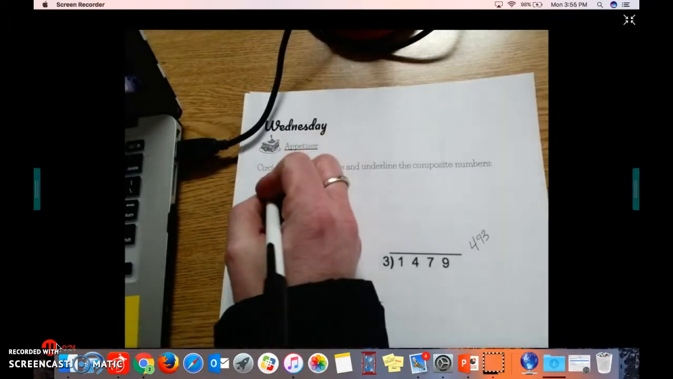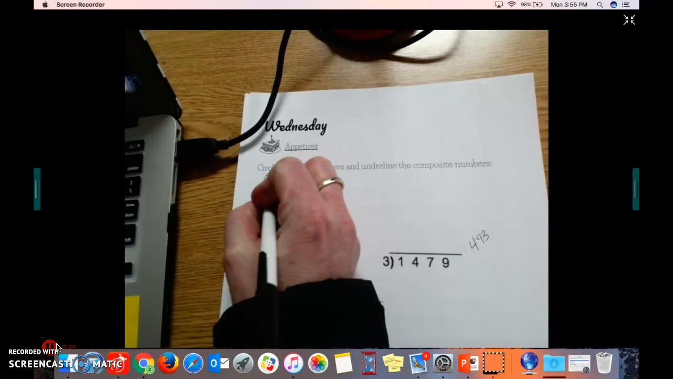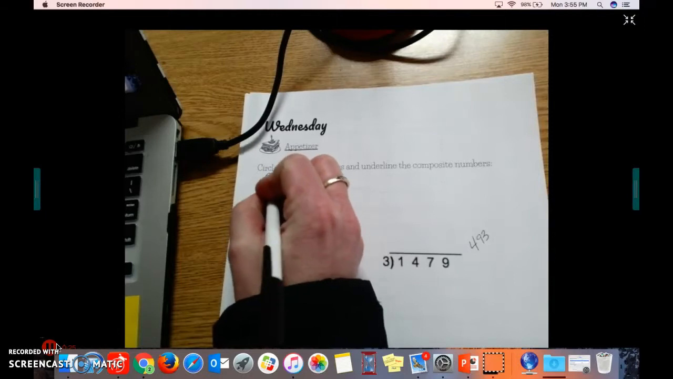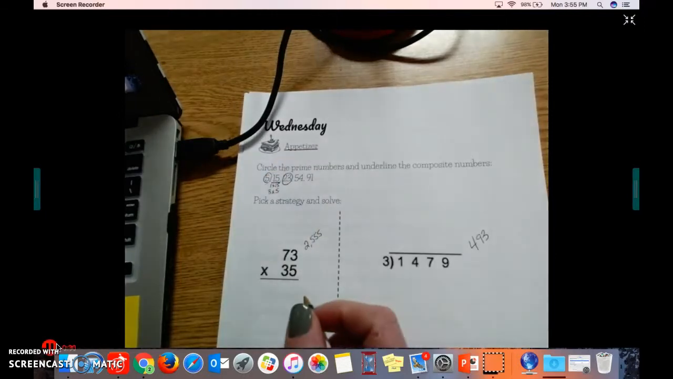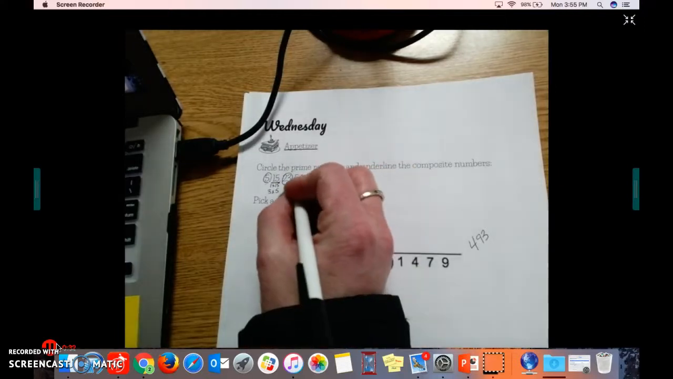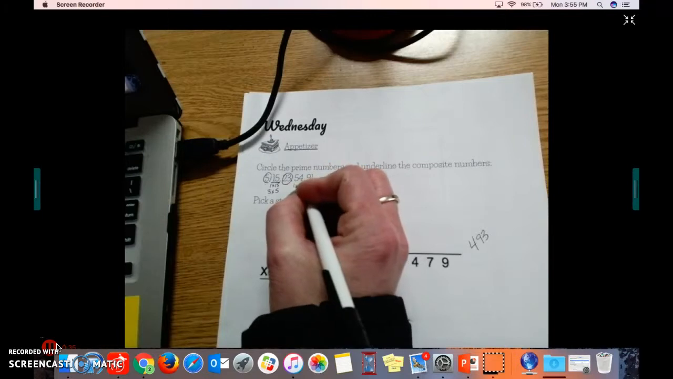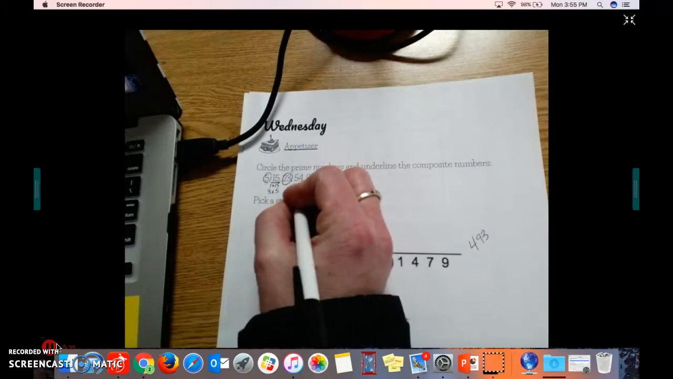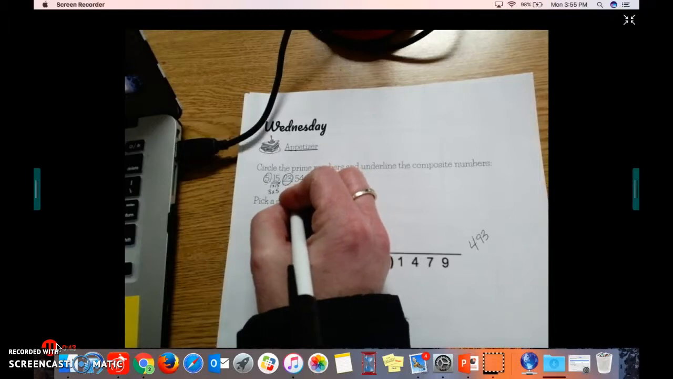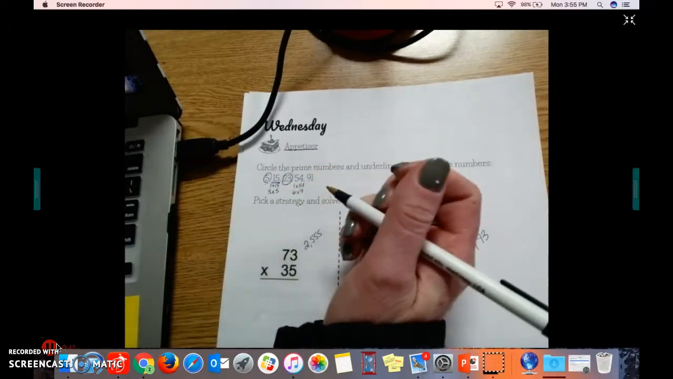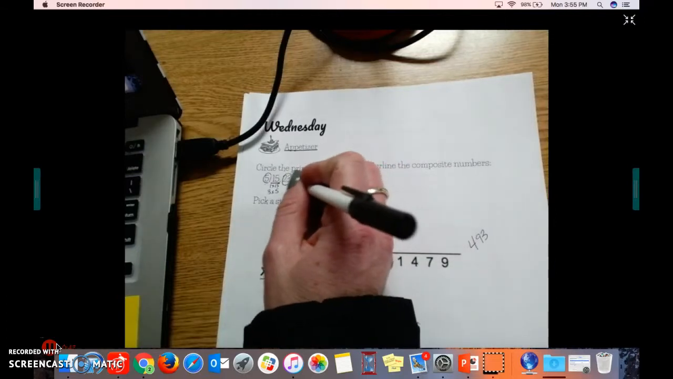So I know that I can do 1 times 15, and I know I can do 3 times 5. So I'm going to underline 15 as a composite number. And I'm going to look at 54. I know that I can do 1 times 54, and then I can do, what can I multiply? I believe 6 times 9 is 54. So 54 is going to be composite.